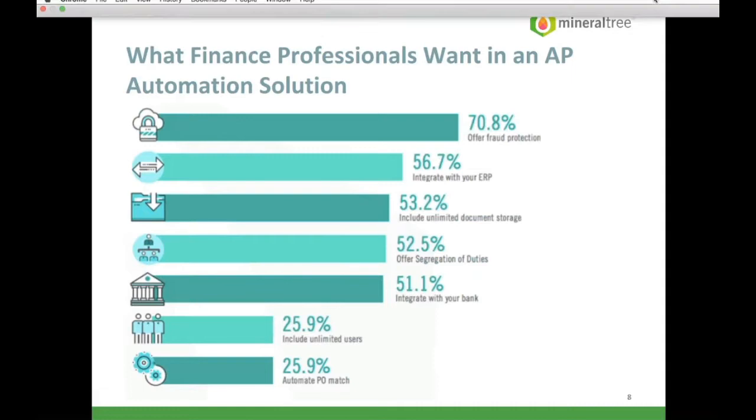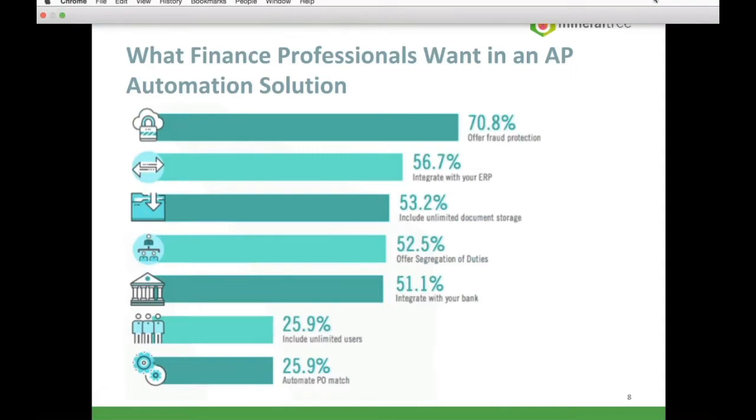And so what we've found here in the survey as well is that what finance professionals want in an AP automation solution, one of the biggest things that they want is to offer fraud protection, right? 70% said that's something that's really important. So what we'll be talking about today is how do you think about that? If you're using GP today, how is that helping you within the fraud protection?